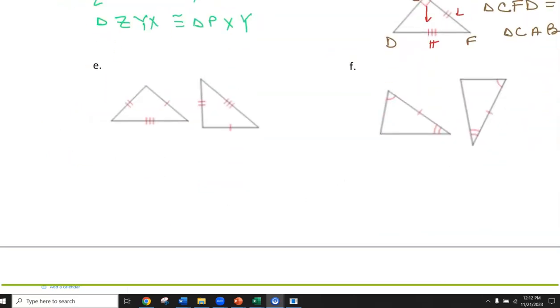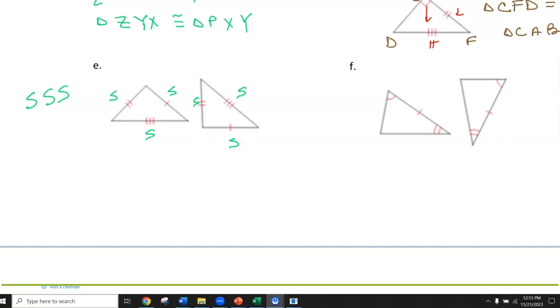Here comes another one. Looking at this, looks like I can get side, side, side. So by side, side, side, I have congruency. So what do I know?